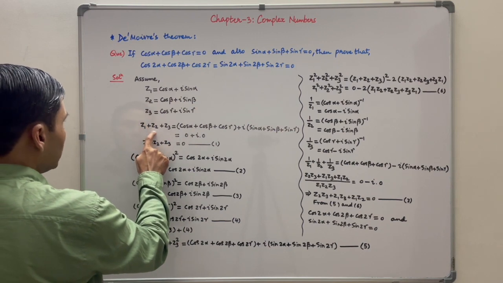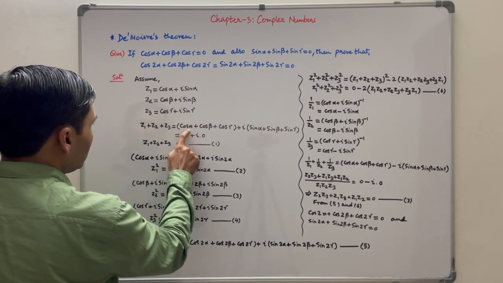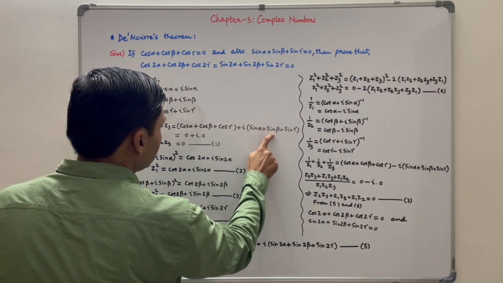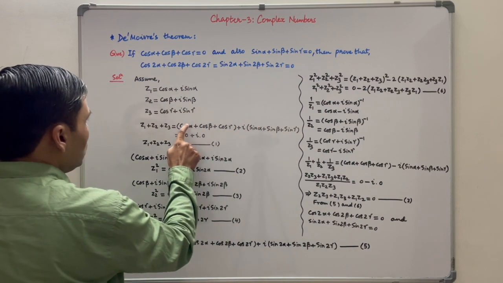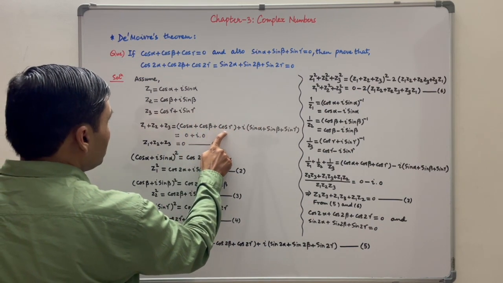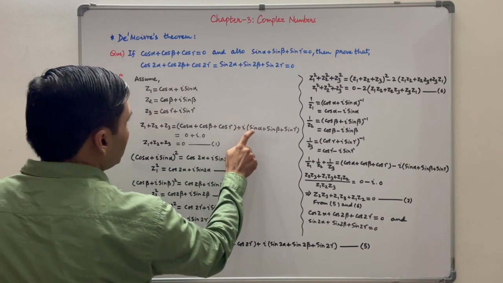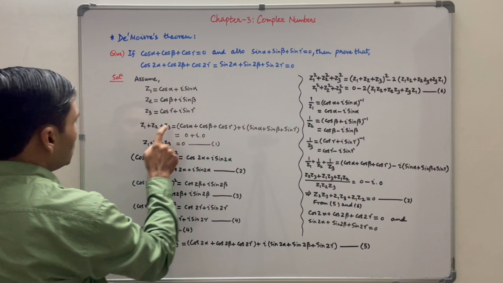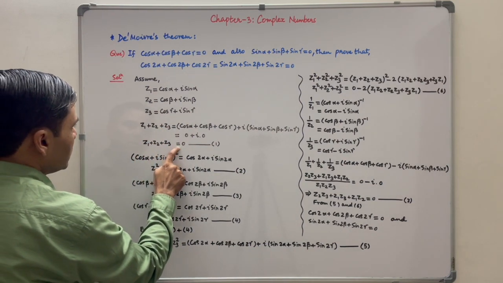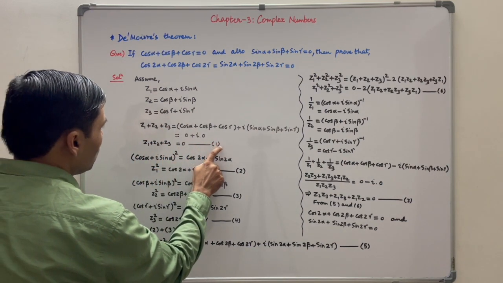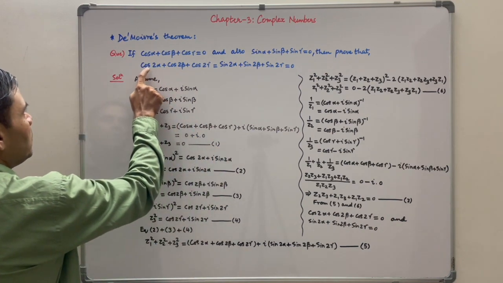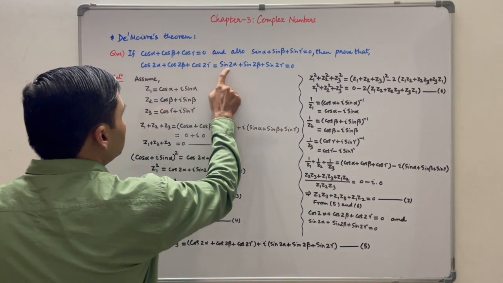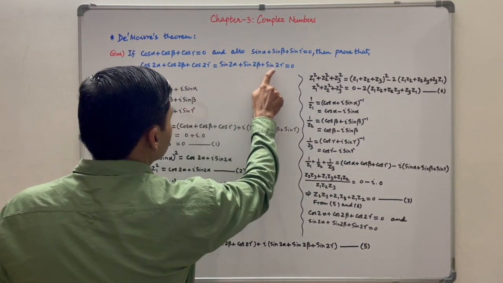So Z1 plus Z2 plus Z3 is equal to (cos alpha plus cos beta plus cos gamma) plus i into (sin alpha plus sin beta plus sin gamma). Value of cos alpha plus cos beta plus cos gamma is equal to 0. And value of sin alpha plus sin beta plus sin gamma is equal to 0. So Z1 plus Z2 plus Z3 is equal to 0. This is equation number 1. We have to find out the value of cos 2 alpha plus cos 2 beta plus cos 2 gamma and sin 2 alpha plus sin 2 beta plus sin 2 gamma.